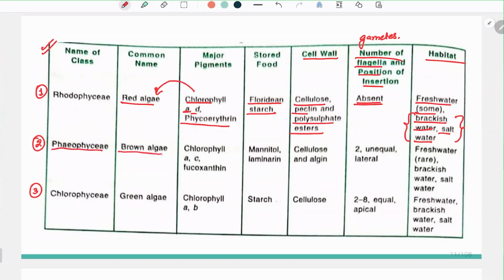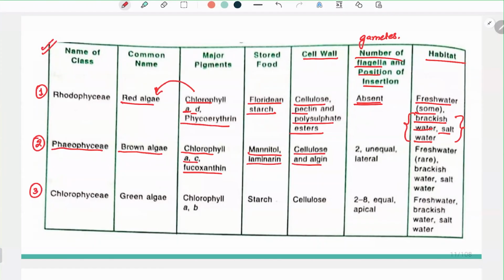Phaeophyceae, that is brown algae, has brown color due to the presence of chlorophyll A and C and fucoxanthin. The more fucoxanthin, the more brownish the color. The stored food is in the form of mannitol and laminarin. The cell wall is of cellulose and algin.